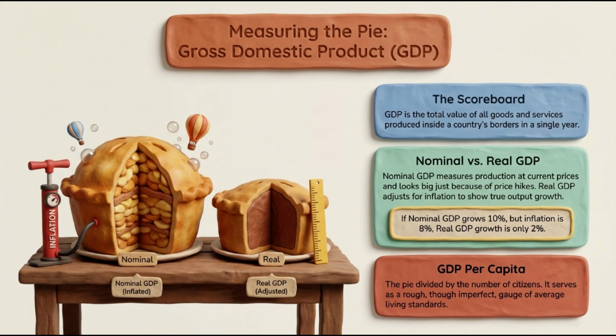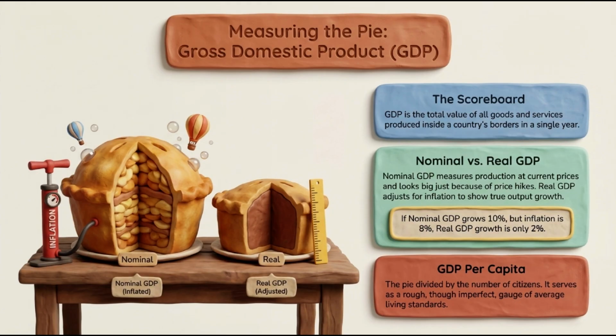To see how well a country is doing overall, we look at the scoreboard called Gross Domestic Product, GDP. This is the total value of all goods and services produced inside a country's borders in a single year. However, you must distinguish between nominal GDP, which can look big just because of price hikes, inflation, and real GDP, which adjusts for inflation to show true output growth. If nominal GDP grows 10%, but inflation is 8%, the real GDP growth is only 2%.